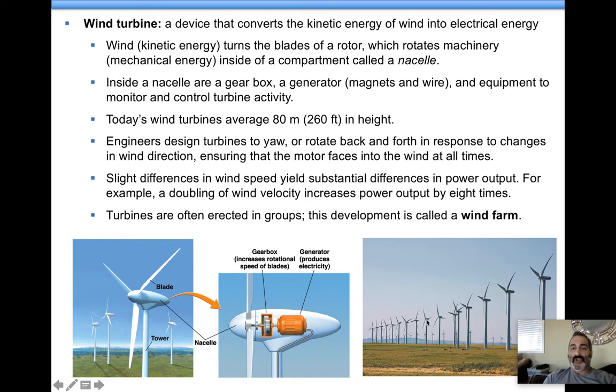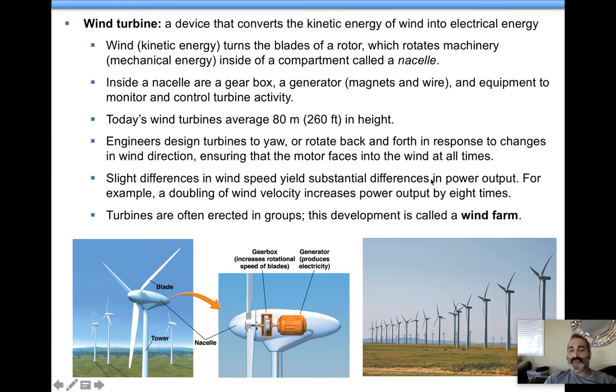Because wind changes direction, so they can move in different directions. What people don't know is that small changes in wind speed can create huge output differences of electricity production. So let me give you an example. Doubling of wind speed, so wind speeds double, increases your power output 8 times. So it is not just twice as much more power. You have 8 times the power if you double the wind speed.